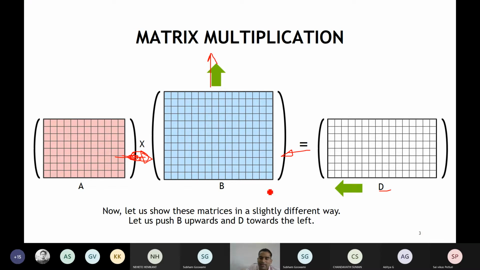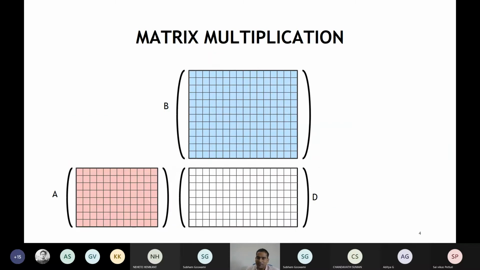So let us show these matrices in a slightly different way. Let us push B upwards and D towards the left. So how will it look? Okay. Is it clear? We pushed B up and we pushed D left.